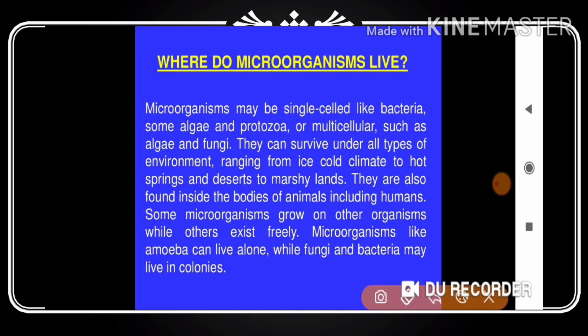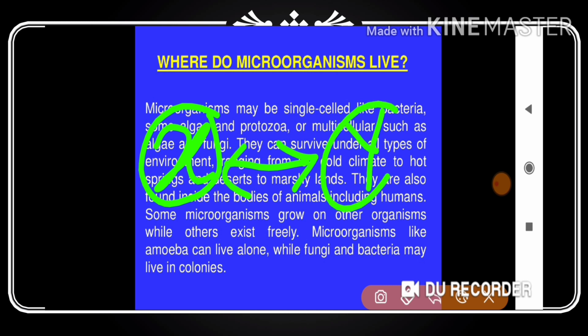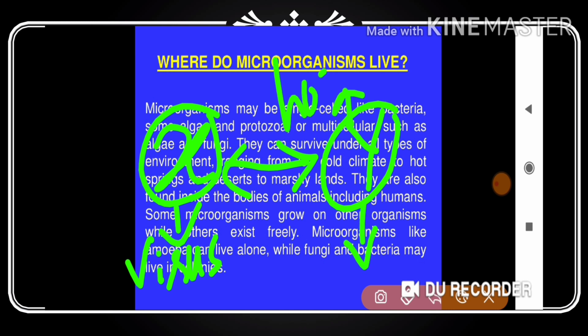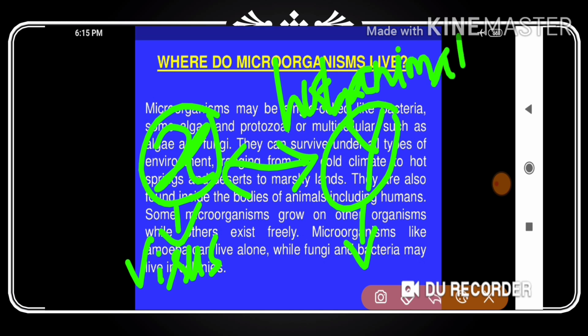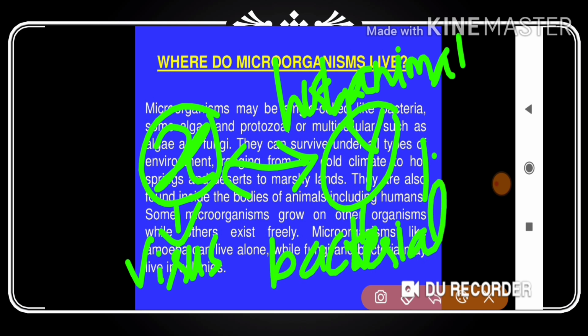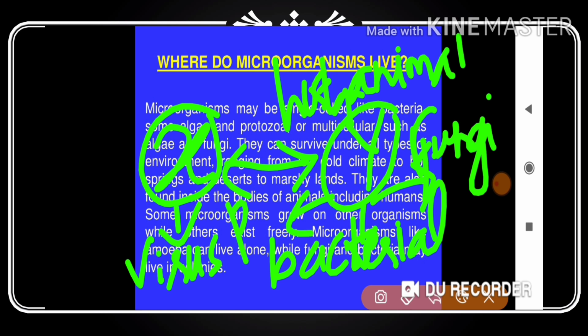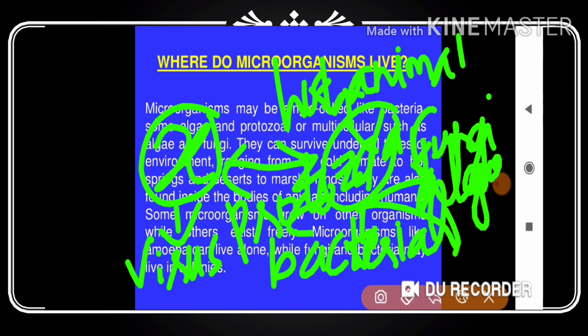I will give a little clarification. For example, see this: X is a virus. Got my point? X is a virus here. Y is a host plant or host animal. Host means the organism which gives food and shelter. The host organism here could be, for example, bacteria giving food and shelter to this virus, or maybe it is fungi, or maybe it is protozoa, or maybe it is algae. Got my point?